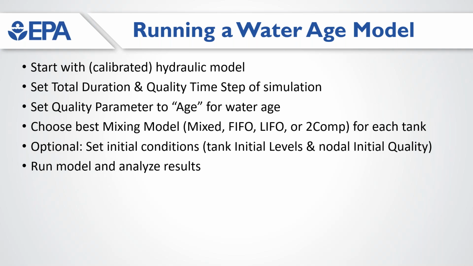Set the quality options parameters to age so that the water age will be simulated. If it's not already set from the hydraulic model, set the most representative mixing model for each tank. And some initial conditions can also be set to shorten the simulation until a steady state is reached, but it's not required to run the simulation. Then we just run the model and analyze the results.